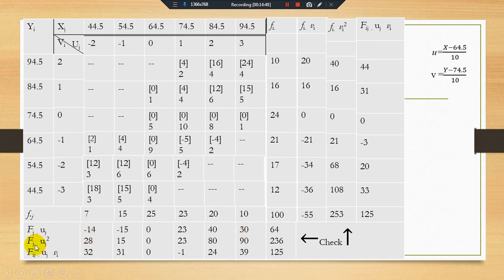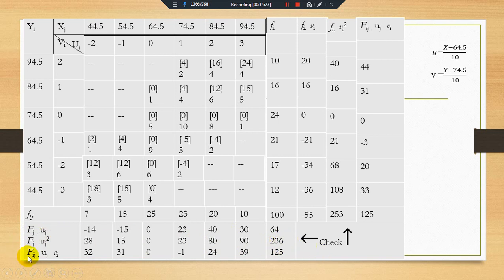And now you have to calculate fj uj square. And the sum of, sorry, I forgot to tell you that the sum of fi uj is equal to 64. Now you have to take the square of this series because this is the uj series, and then multiply by the fj series, and you get 28, 15, 23, 80, 90, and the sum of this series is 236.